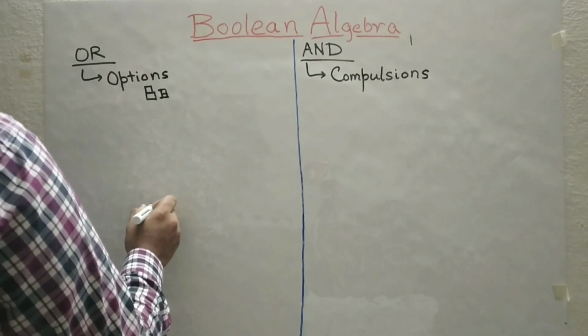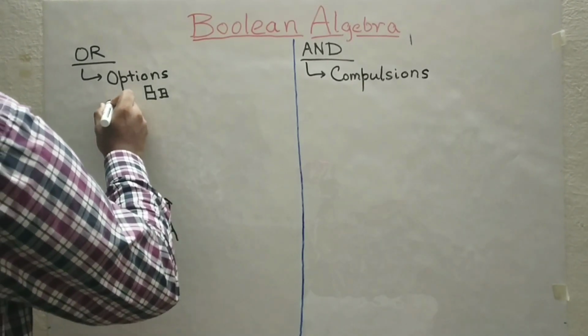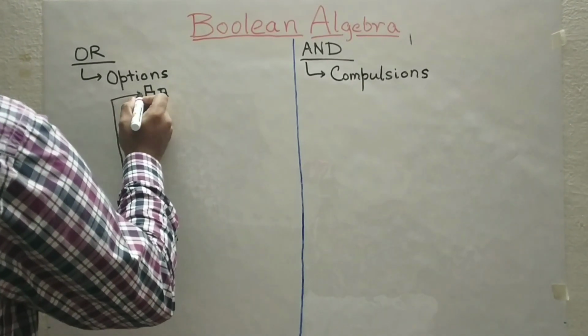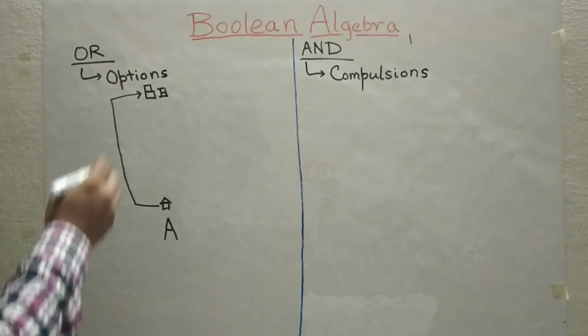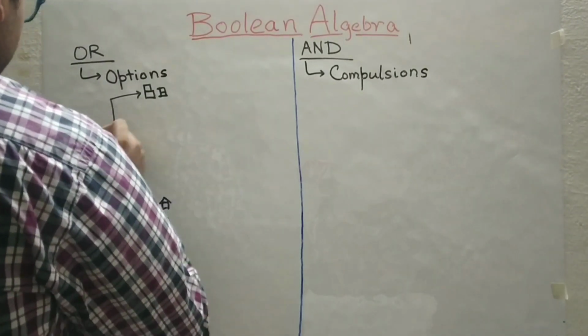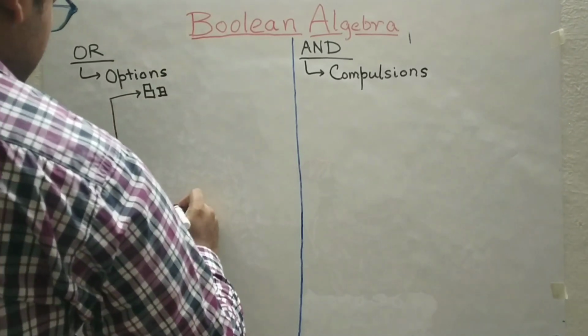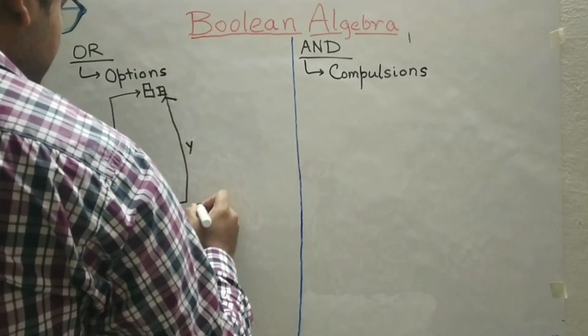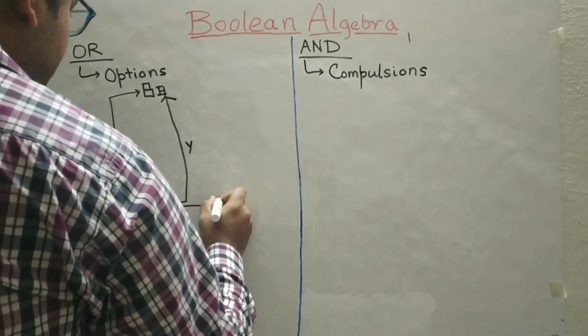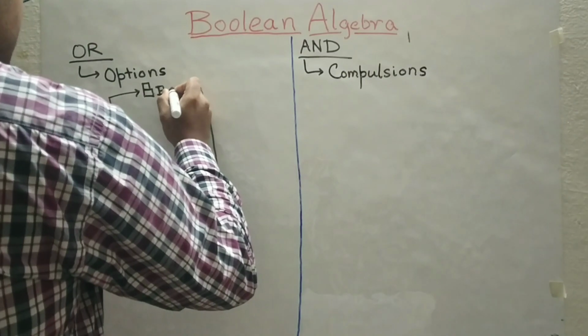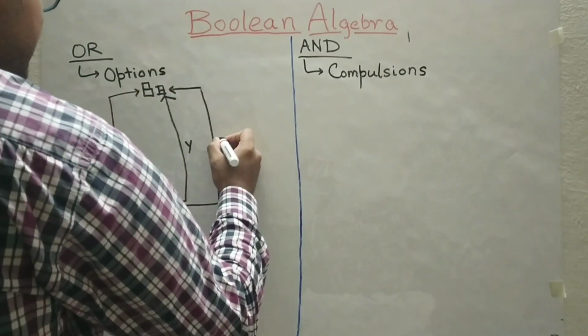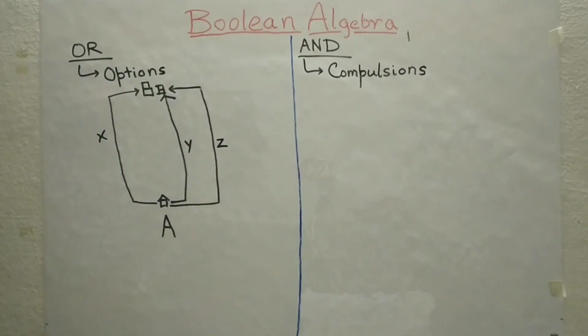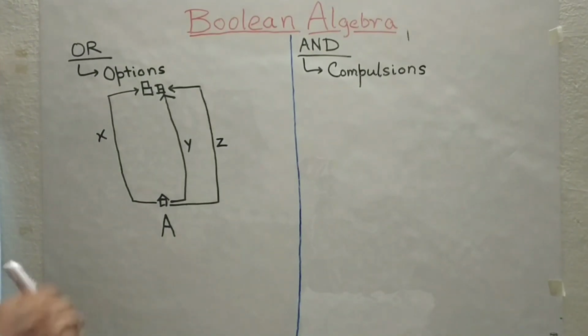There are different paths that will lead you to the destination. Okay, so there is a path named X, a path named Y and a path named Z that go from your house to your office. Okay, so all these paths are optional.